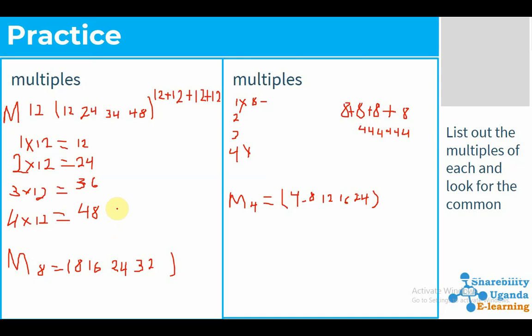We shall also look at how we get the common multiples, the lowest common multiple, and the greatest common multiple. We shall handle that in our next video.